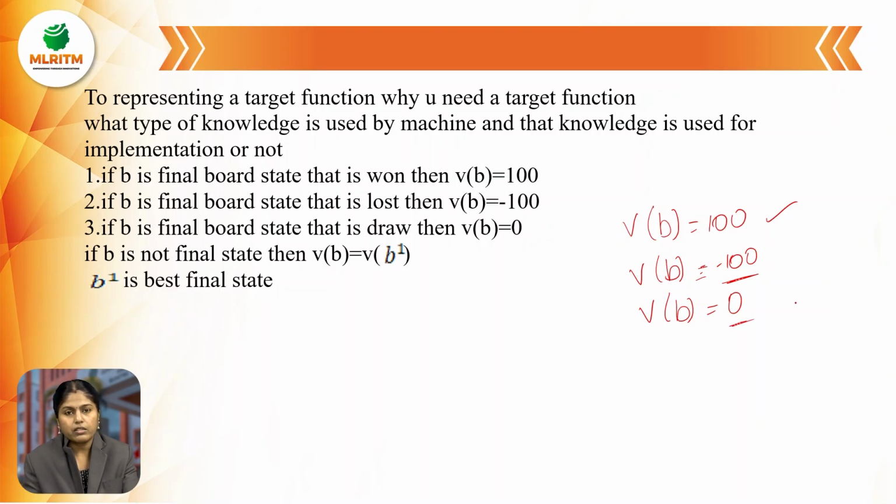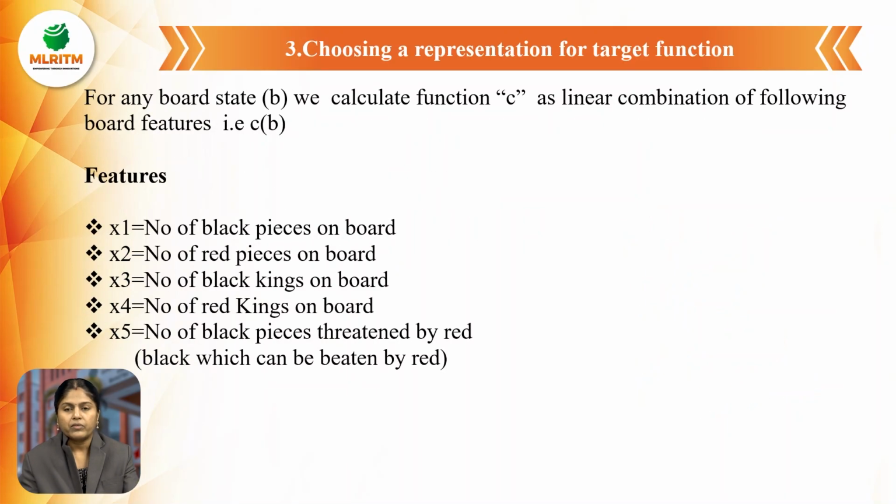Okay, if B is not a final state, then V of B is equal to V of B1, where B1 is the best final state reachable from that position. These are the steps that we are going to follow in the implementation of the learning system. And the next one is choosing a representation for the target function. See, the representation that we use for the target function, that we know in this particular step. To choose a representation for the target function, we follow some representations.